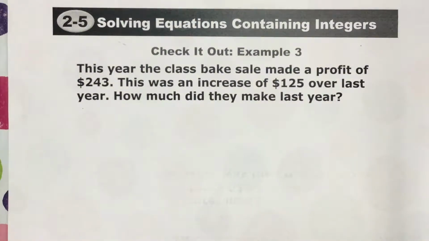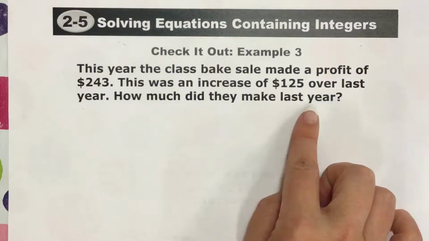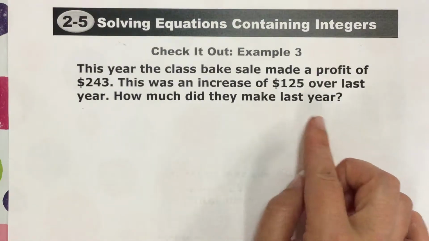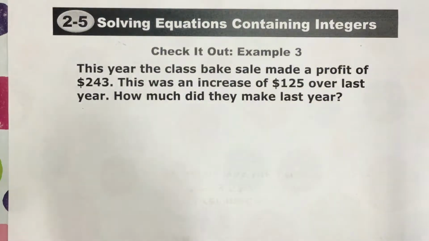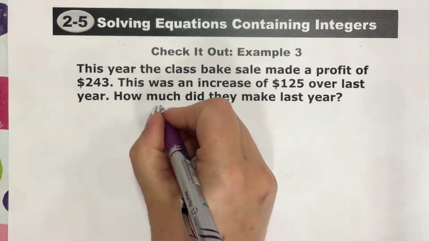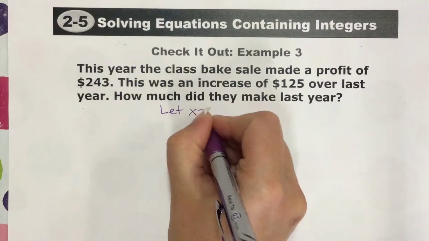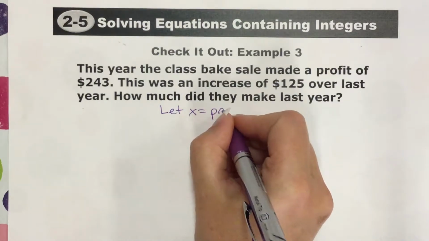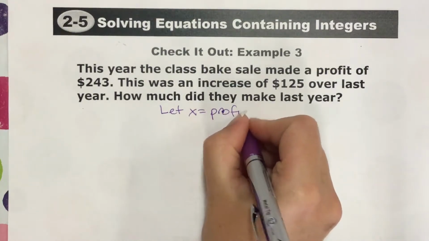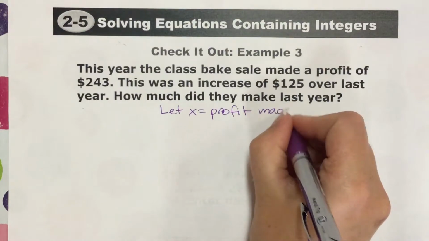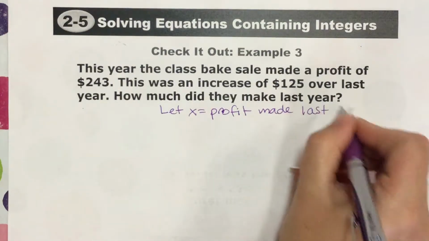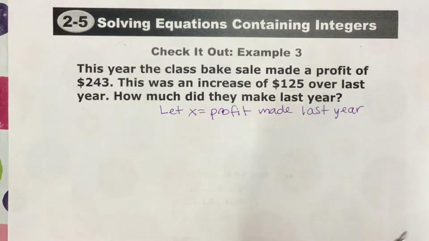So the big question first is, what is the thing that we don't know? And it's usually found in the question, how much did they make last year? So how much profit was there last year? We don't know that, so that's going to be our variable. So we're going to say let x equal profit made last year. All right, great. We defined our variable.